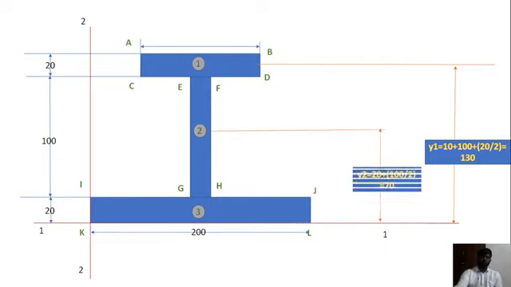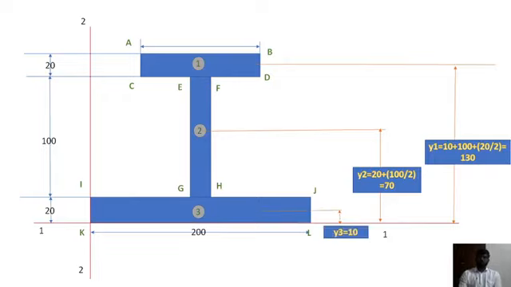Now y2. Again we are going to take the reference line as 1 1. The y2 is equal to 20, that is the depth of the third rectangle, plus 100 by 2. The depth of the second rectangle is 100 mm, so its center of gravity is depth by 2, that is 100 by 2 is equal to 50. 50 plus 20 is equal to 70 mm. Now the y3 value: y3 is equal to 10 mm. This is the center of gravity of the third rectangle, whose depth is 20 mm, so 20 by 2 is equal to 10 mm.